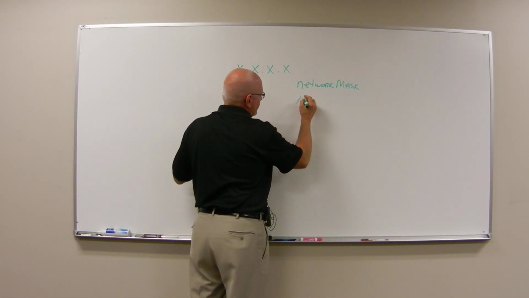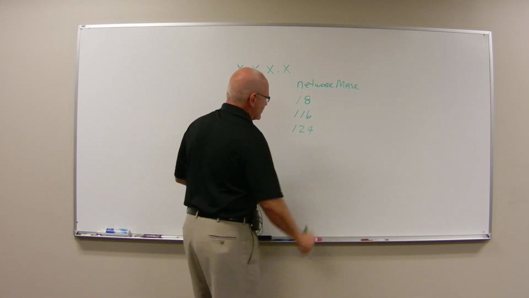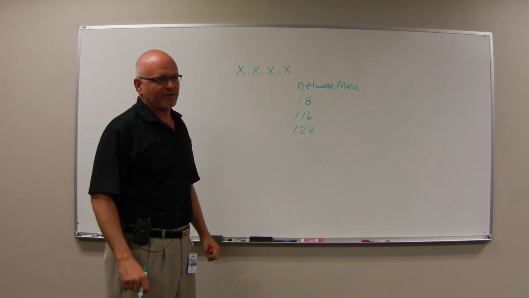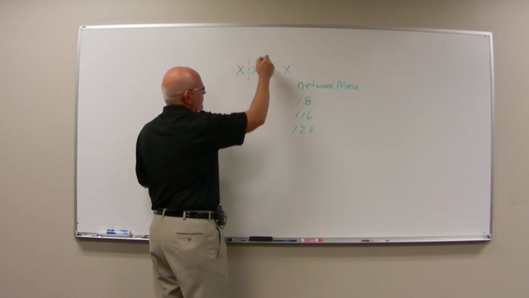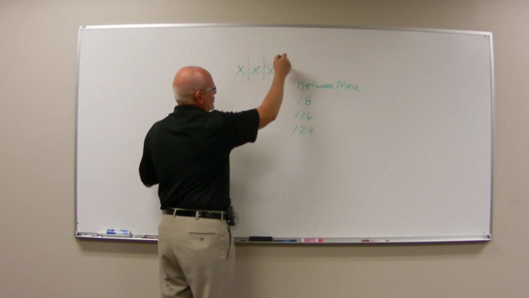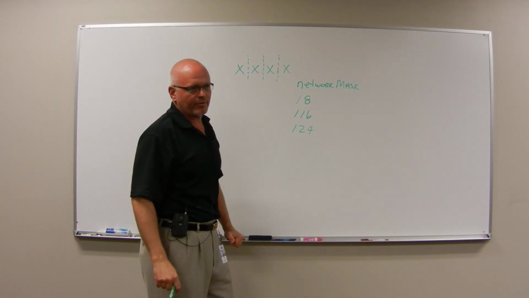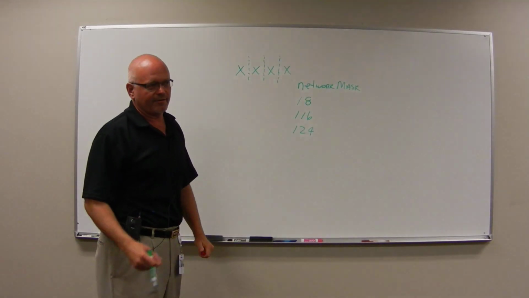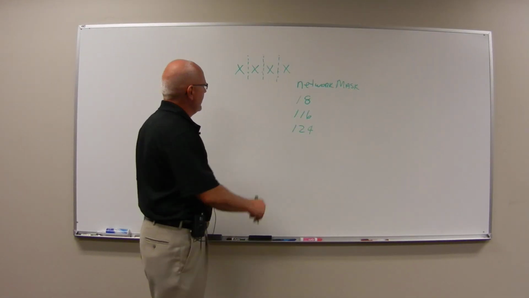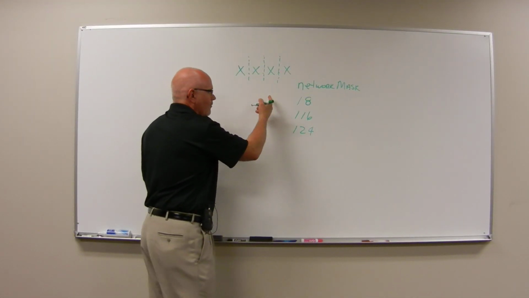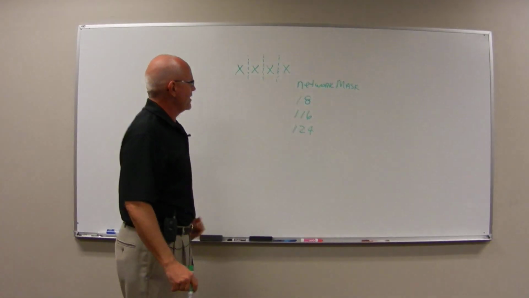Now, traditionally, subnet masks have fallen on what we could term as natural boundaries, a /8, a /16, or a /24. The /8 would be here, /16 would be here, the /24 would be here. The slash in the number represents the number of bits that we're using for that network mask. 8 bits, 16 bits, 24 bits. And it's pretty easy to figure out where the network portion and where the host portion is on these subnet masks that fall on a natural boundary.